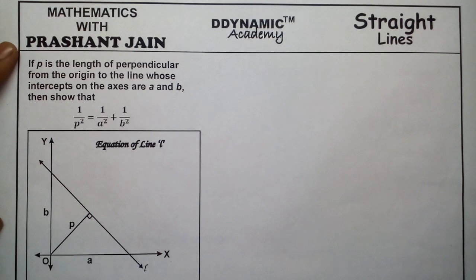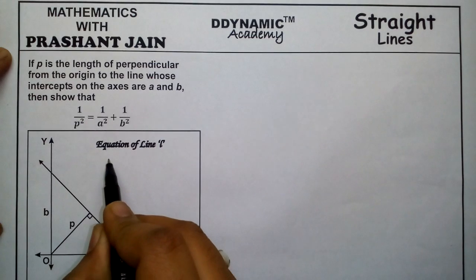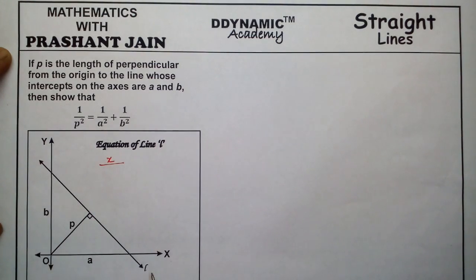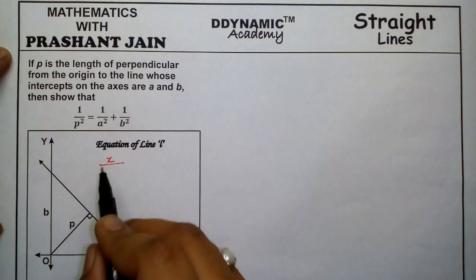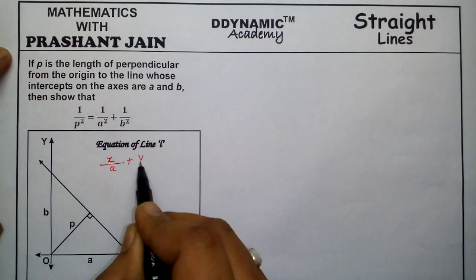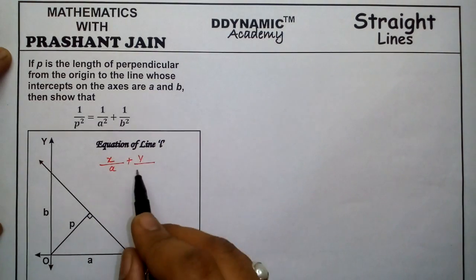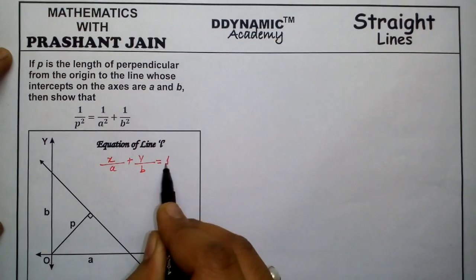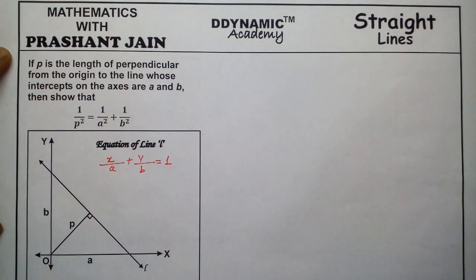Now what we have to do in this question, first of all, is write the equation of the line L, which we already studied. The intercept form is x upon the x-intercept, and the x-intercept is a, plus y upon the y-intercept, and the y-intercept is b, equals to 1. This is the equation of the line L.